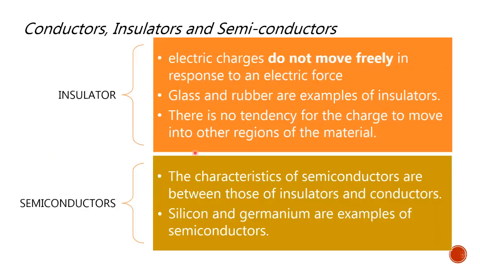If the charges cannot move freely in response to this electric force, then it is called an insulator. Glass and rubber are some examples of insulators. The third classification is semiconductors. From the word semi, it is between a conductor and an insulator. The characteristics of semiconductors are between those of insulators and conductors. Silicon and germanium are some examples of semiconductors.